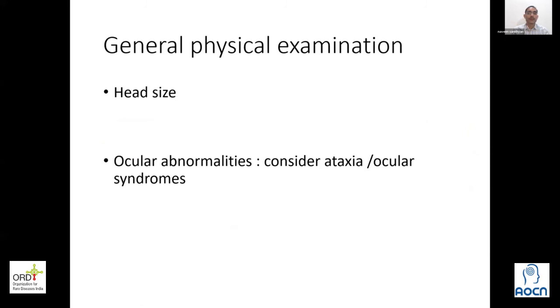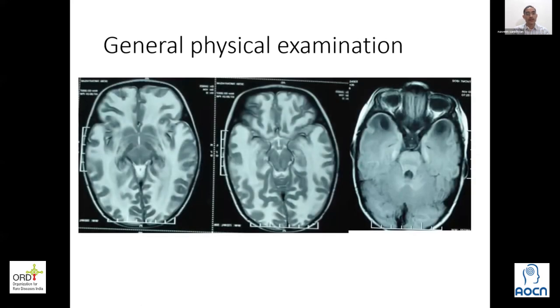The other points in the general physical examination would be the head size and ocular abnormalities, because these are common in many chronic cerebellar syndromes. So a large head with this kind of MRI is diagnostic of megalencephalic leukoencephalopathy with subcortical cysts. You can appreciate the diffuse white matter changes as well as the anterior temporal cysts.